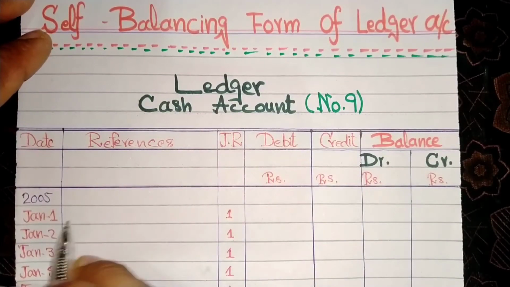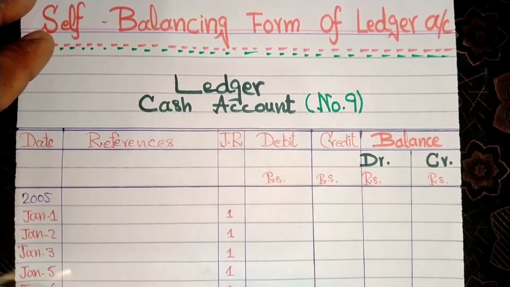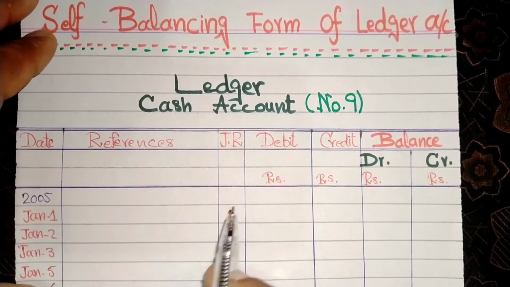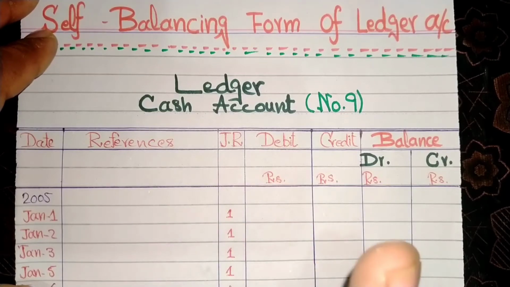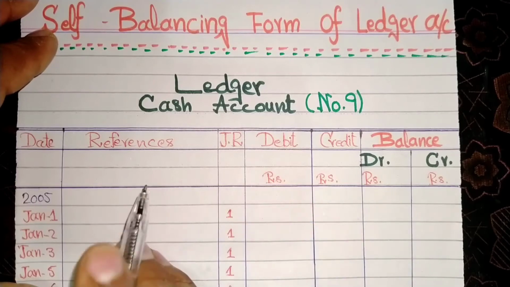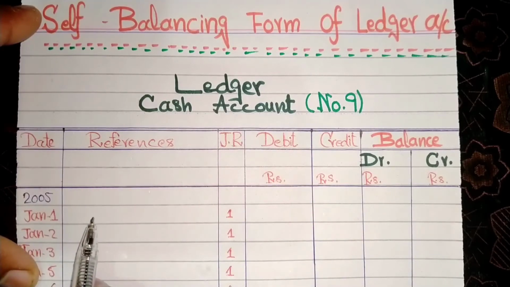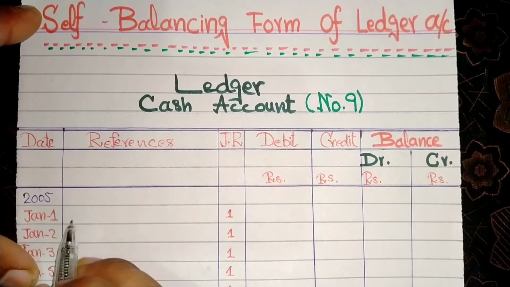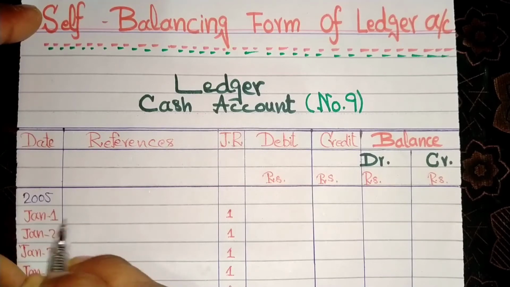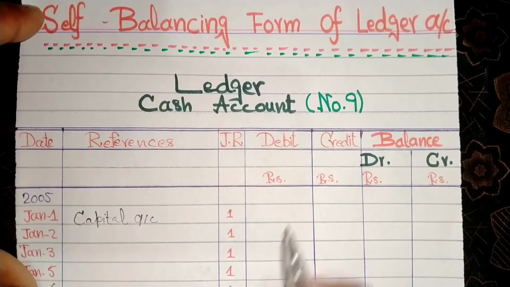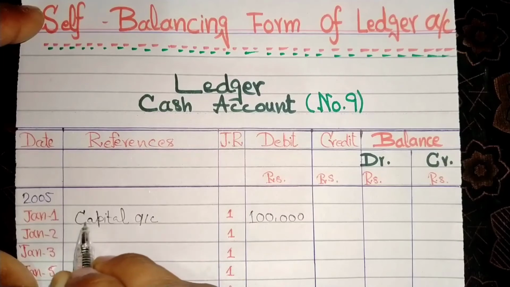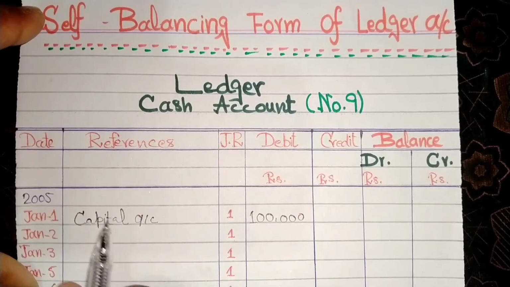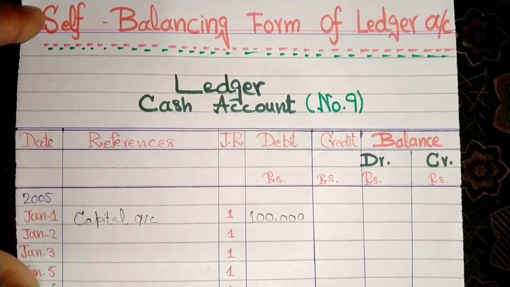So the first entry: cash account was debited to capital account. The journal entry was, owner invested cash amounting to 100,000 rupees. So cash debit by capital account. So we will enter here capital account amounting to 100,000 rupees. Cash account debit to capital account credit. So the first cash account entry has been completed here.